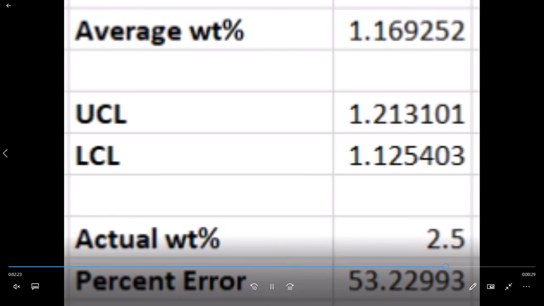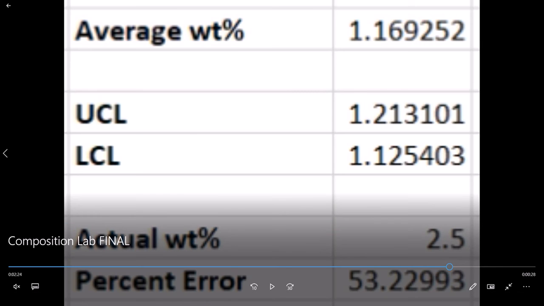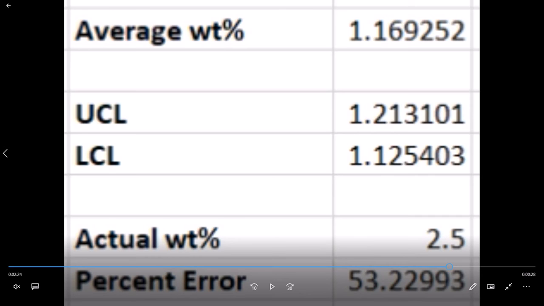In the end, for our conductivity data, we got an average weight percent of 1.169% of the total mass was NaCl. The actual was 2.5%, which is not inside our confidence interval, and our percent error is about 53.2. We believe that our error was so high because of the conductivity meter having a tendency to be quite sporadic at times.